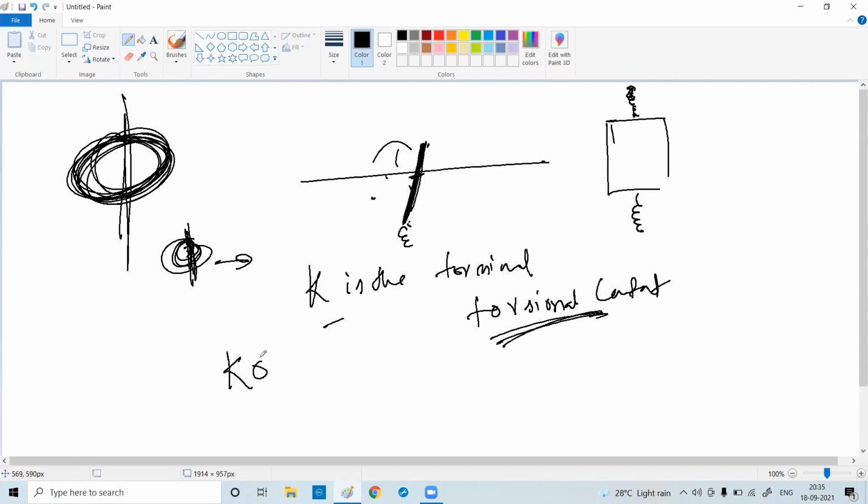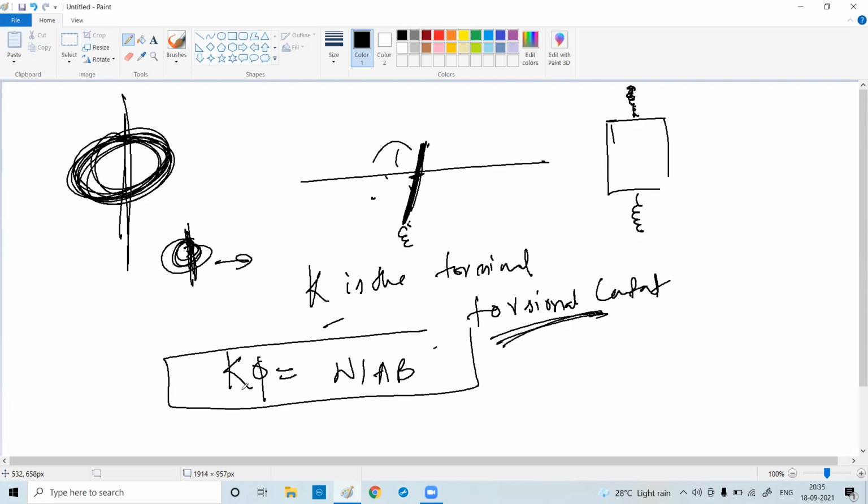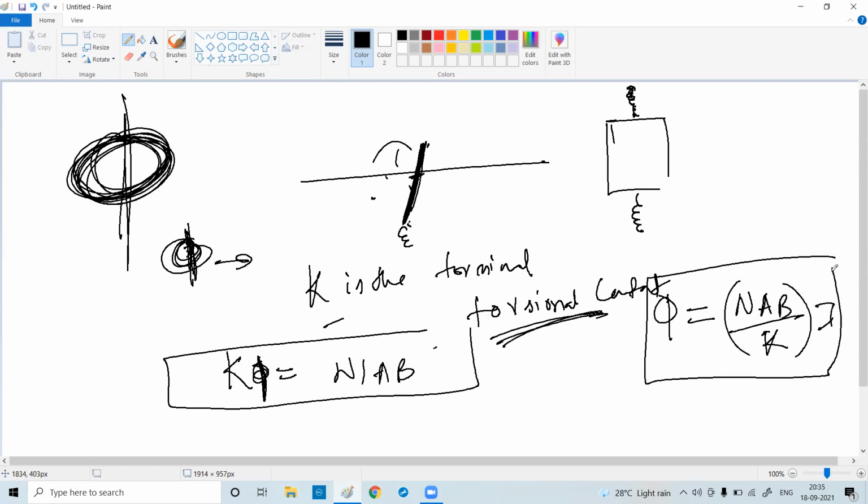So your K phi is equal to NIAB. And if you want to find the deflection, the formula is phi equals NAB by K into I. Clear? Your phi will depend only on I. More the I, more the torque, more the deflection. Less the current, less the torque, less the deflection. So your phi is directly responsible for I.